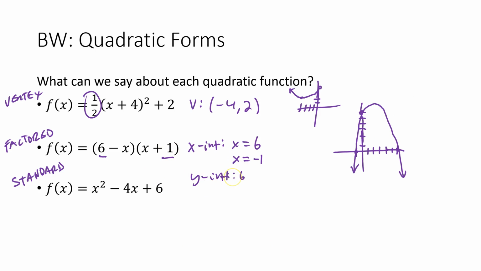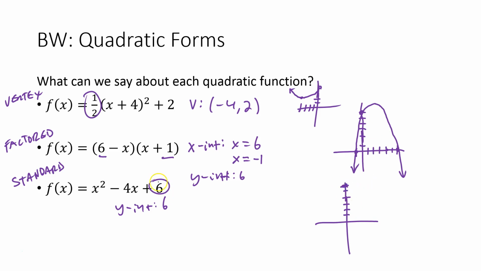This last one's written in standard form. So standard form is the one that we kind of have to do a little bit more math with. The y-intercept's really easy to get. The y-intercept right here is just 6. It's our c value. All you have to do is just get it right there. So we know we have a y-intercept of 6, just like we did on the last one. 4, 5, 6 right there.